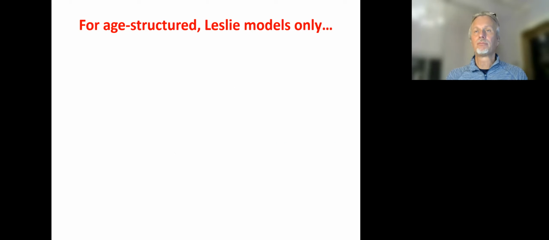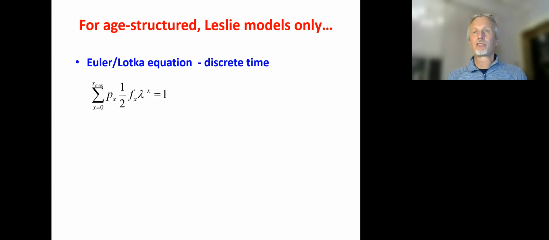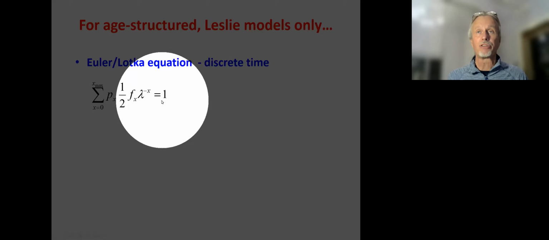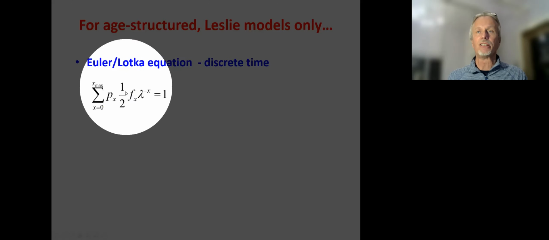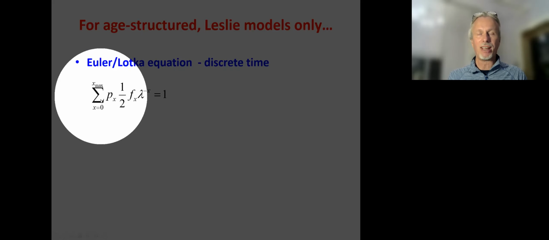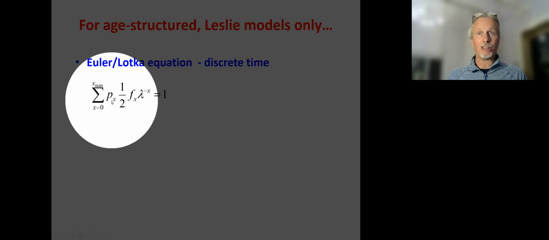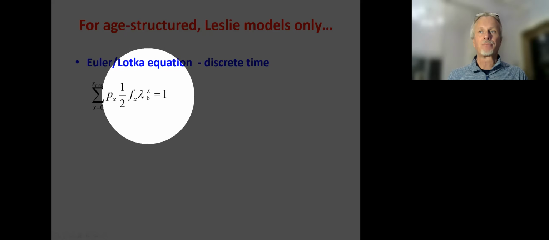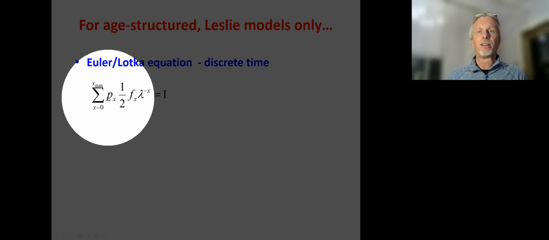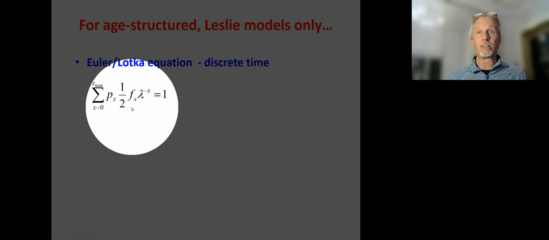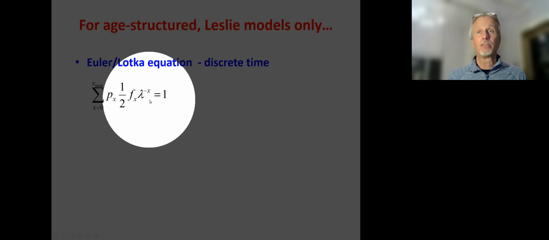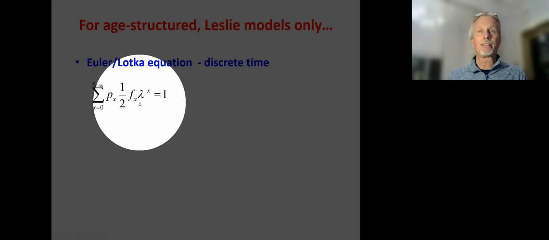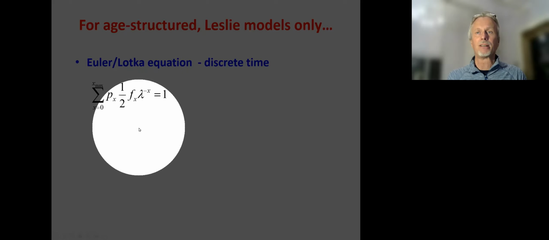For this type of model, and only for the Leslie models, the finite growth rate can be computed numerically, either by simulating the population or by solving the Euler-Lotka equation in discrete time. That is the sum over all the reproductive ages of the probability of survival until age x times the net fecundity, so the number of females generated by the mothers at age x, times lambda to the power of minus x, and this needs to be equal to 1. So if I have the annual survival, I can compute the survivorship function. I have the age-specific fecundities, and then lambda is the only unknown. This equation cannot be solved analytically, but numerically it's usually a piece of cake and can be done.